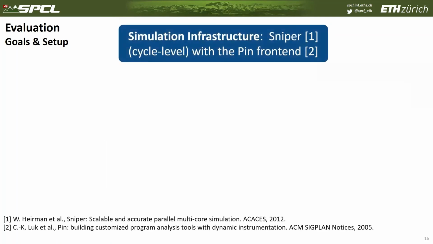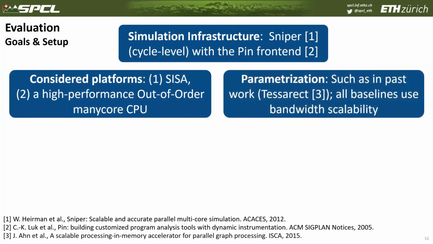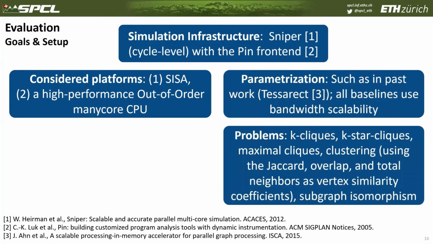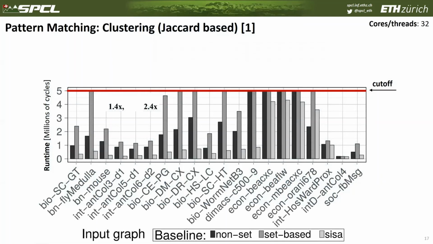We use the established infrastructure for the simulations, and the considered platforms are our hardware proposed extensions for SISA, and for anything else, we use high-performance out-of-order many-core CPUs. We use the same parameterization as in the past, and for fairness, all the baselines use bandwidth scalability. We use many different problems, mostly related to mining complex patterns or to graph learning schemes such as vertex similarity, and we compare graphs coming from different domains, for example, from biology, social sciences, brain studies, web analysis, and economical or structural networks. Here we can see the results for pattern matching.